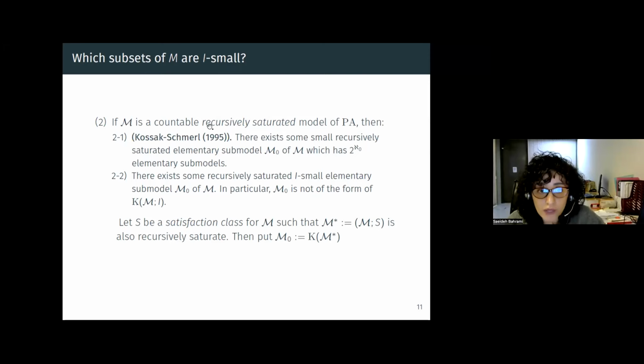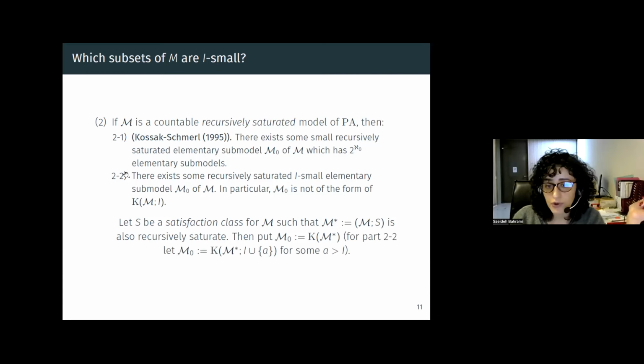And since we have a recursively saturated model and it is countable, we can find a satisfaction class for M such that the expanded model is also recursively saturated. So for the first one, we can put M0 to be equal to the definable elements of the expanded model. By a similar argument, we can prove that this one is small in M, and it is recursively saturated because S intersection with M0 is a satisfaction class for K of M0.